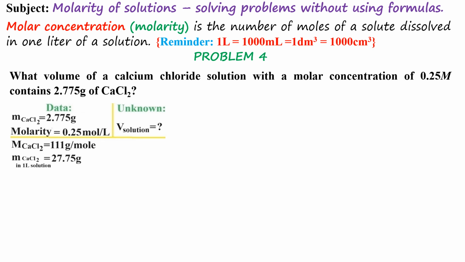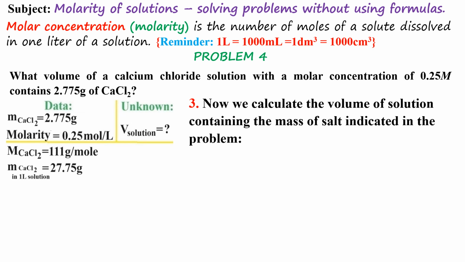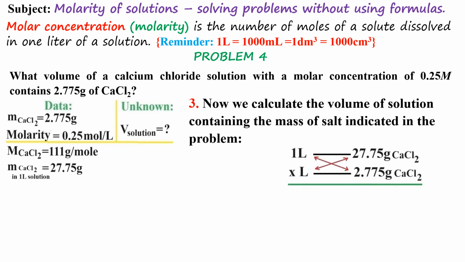Let's write the mass of solute in 1 liter of solution under the data in the problem. In step 3, finally, we calculate the volume of solution containing the mass of calcium chloride indicated in the problem. In 1 liter of solution, there is 27.75 grams of solute. So in X liters, there is 2.775 grams of calcium chloride.